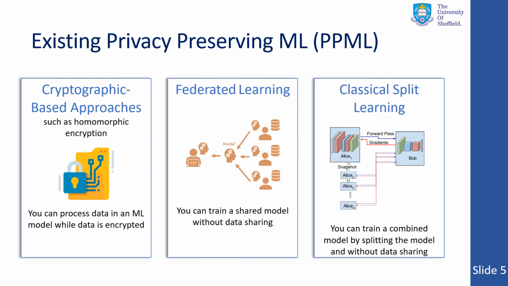Finally, we have the classical split learning. The classical split learning works by splitting a machine learning model between the client and the server, where clients process their part of the model and the outputs are transferred to the server for further processing.